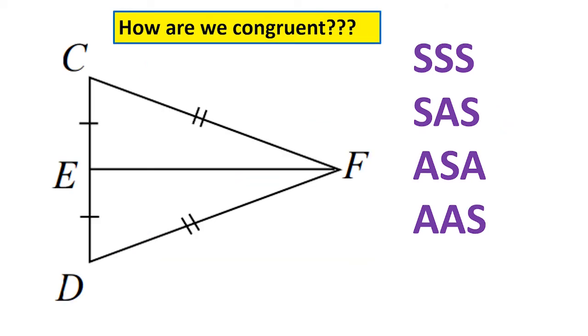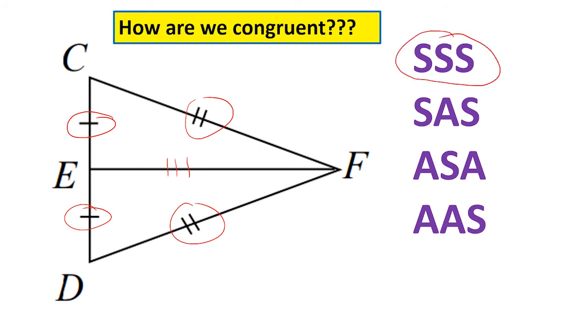So looking at this figure here, we can see that sides CE and ED are congruent, as well as sides CF and DF are congruent, and then they share this third side here. So it would have to be congruent. EF is congruent to EF. So these triangles have three congruent sides. So of course this would be side, side, side.